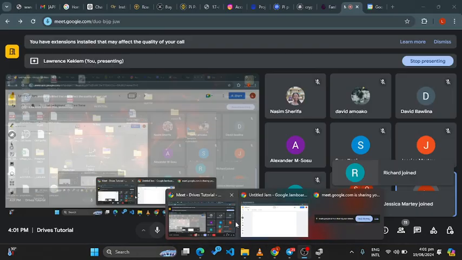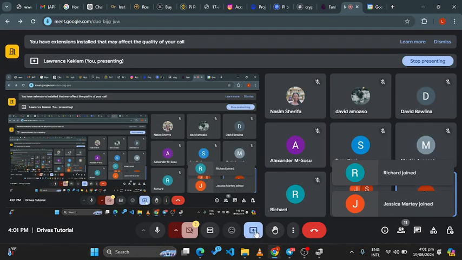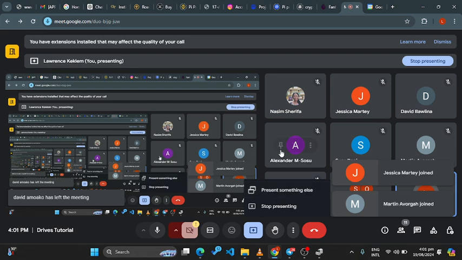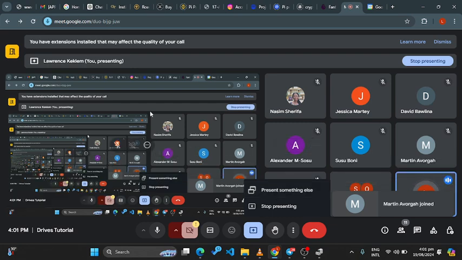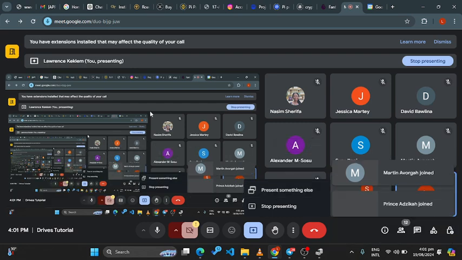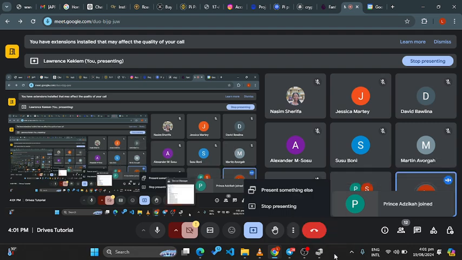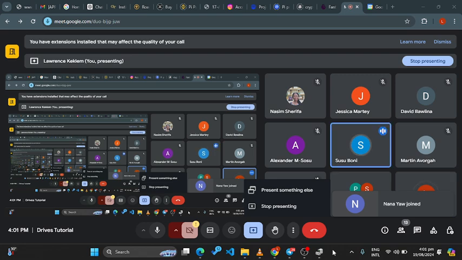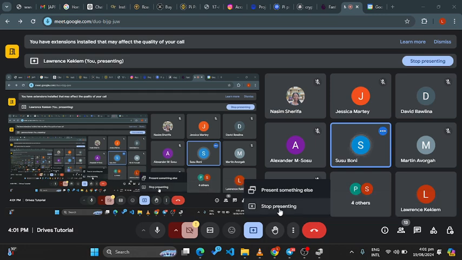Okay, then let me share my screen. I'm already sharing. Okay, so can you see my screen? Please, can you guys see my screen? Yes, we can see your screen. Okay, sure. So let's start.